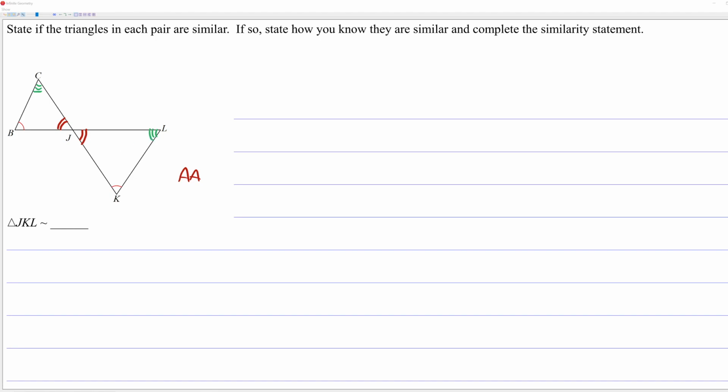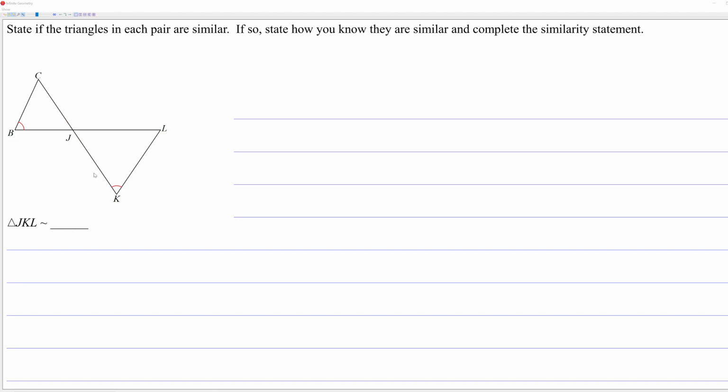To finish the similarity statement, on the left we started with angle J. That's the vertical angle, so we're going to start in the same place at J. Then we went to K. That's the angle with one mark, so that corresponds to B, the angle with one mark. L was the unlabeled angle that I marked with green, so that corresponds to C. That's a really simple similarity postulate to deal with.